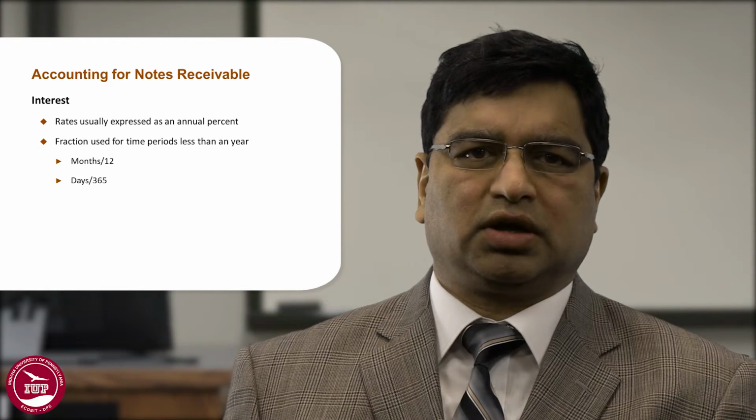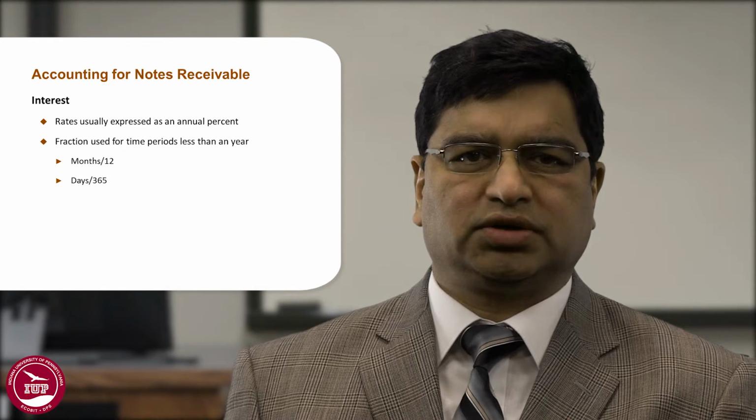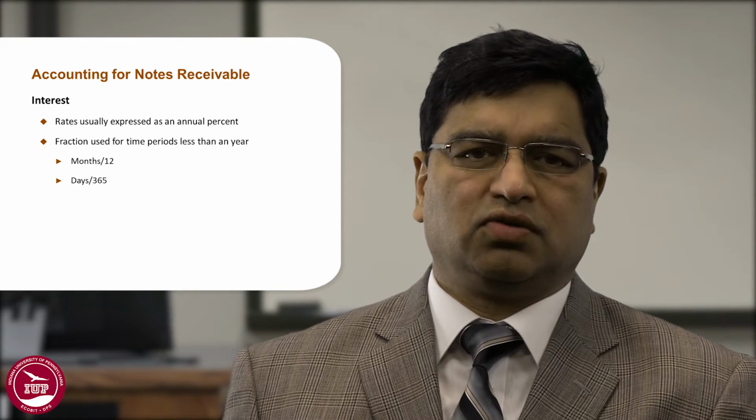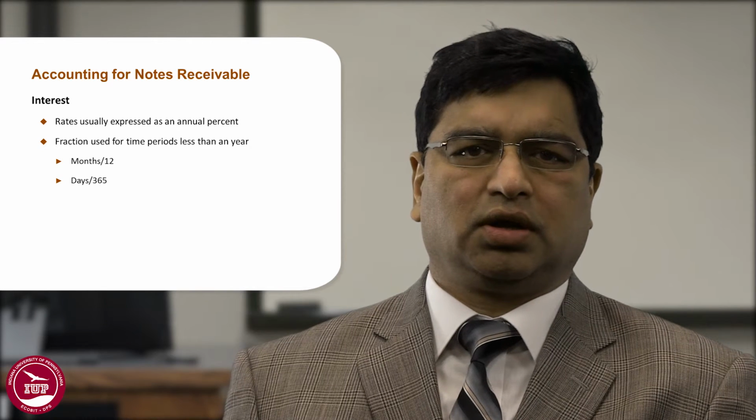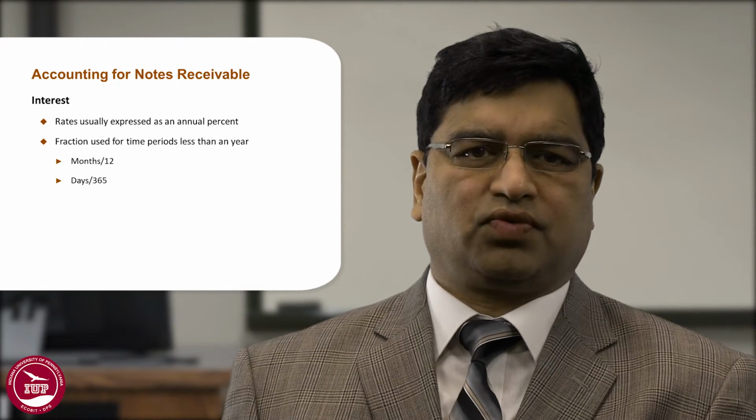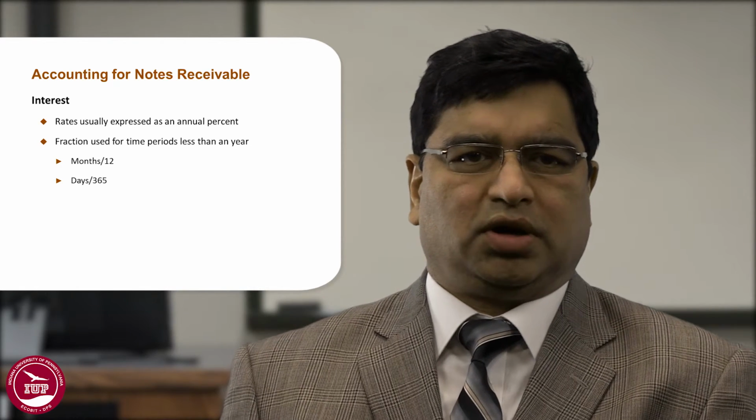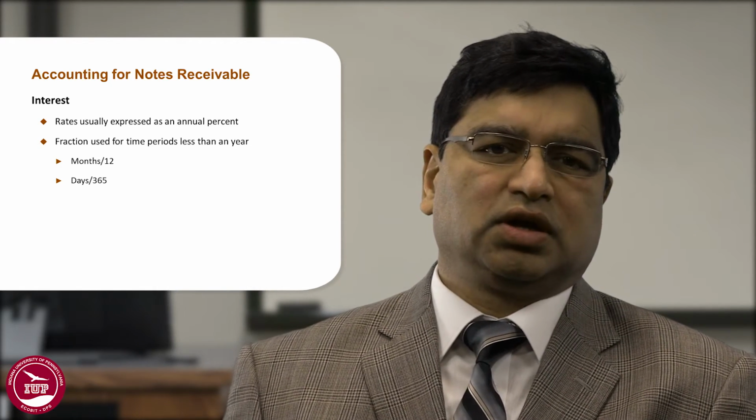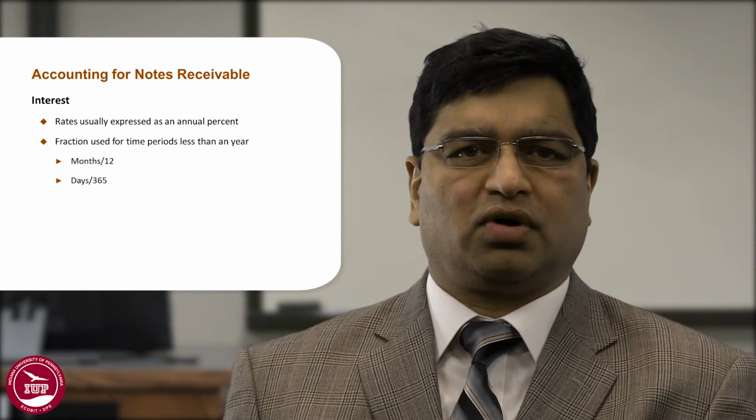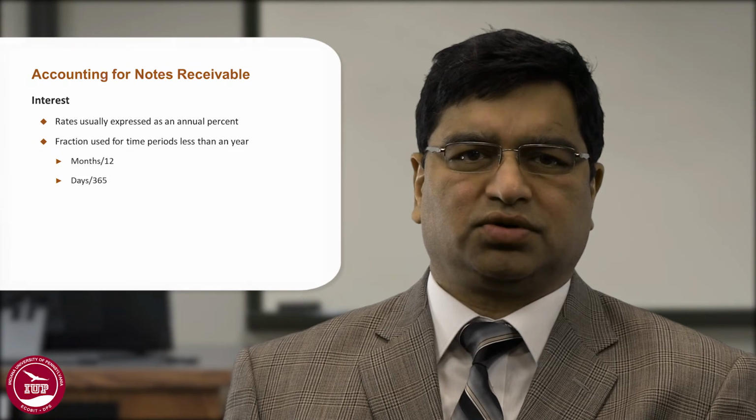So generally speaking, when you talk about notes receivable, interest is usually expressed as an annual percentage. And when you compute the time period, if it is less than a year, you can do it either on a monthly basis or on a daily basis. So if you have to accrue or pay the interest for 4 months, then it will be 4 over 12. Or if you have to pay the interest in days, it might be 120 days over 365 days if it is on a daily basis. So that's how you account for notes receivable and the computation of interest related to notes receivable.